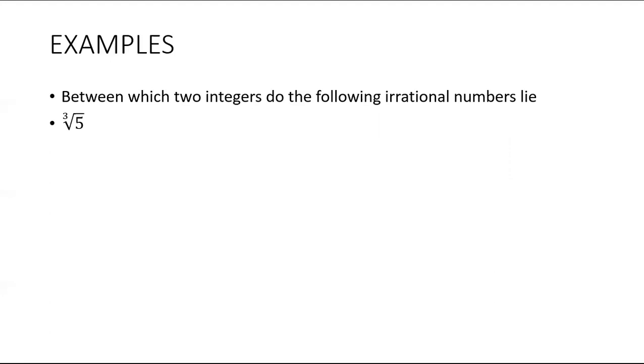Which product here will be a result of three identical factors multiplied. We start with the first one that will be less than 5. A perfect cube less than 5 will be 1. And a perfect cube to be greater than 5 will be.